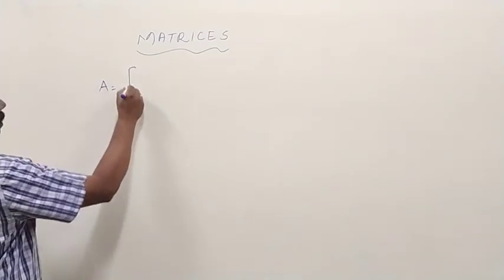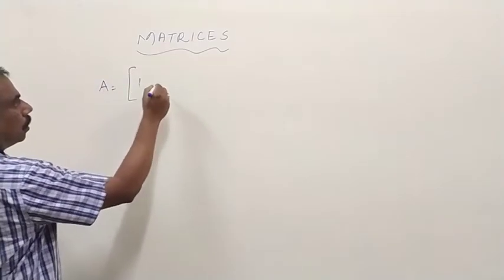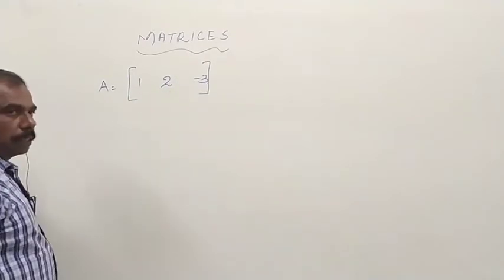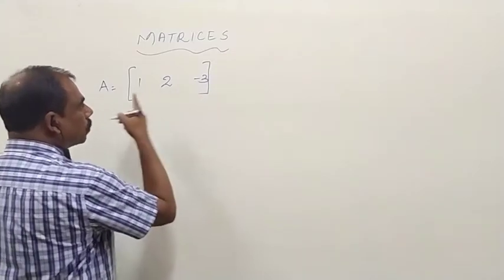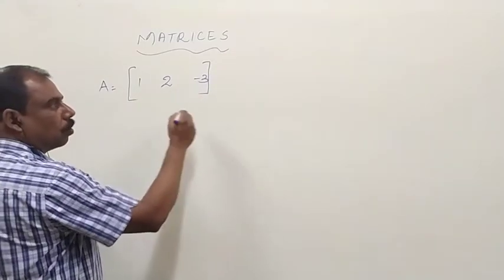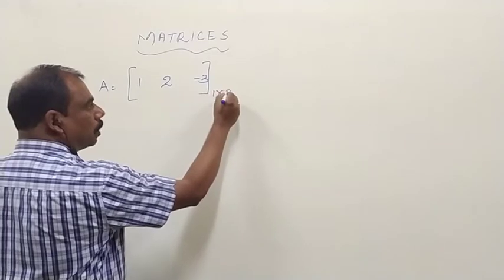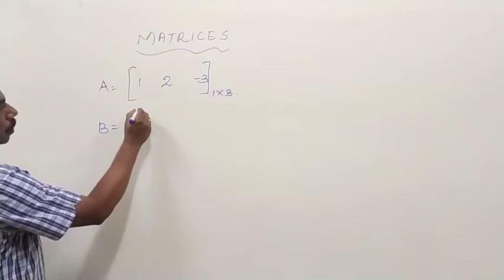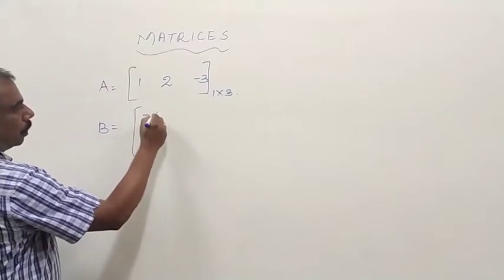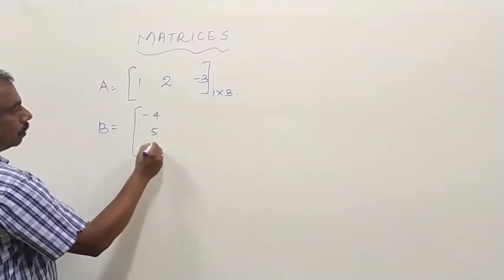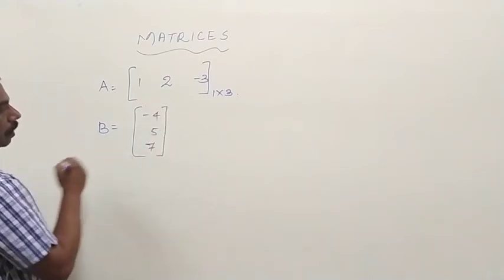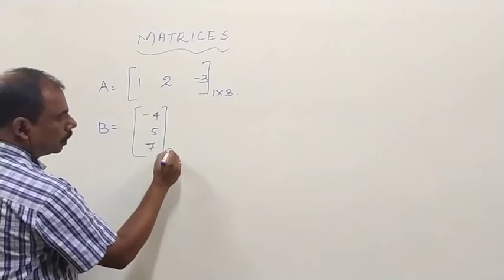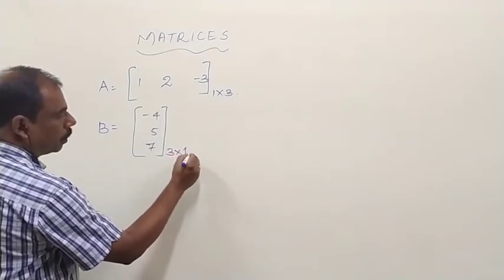We consider a matrix A = [1, 2, -3]. It has 1 row and 3 columns, so the order is 1 by 3. We consider another example, say B equal to [-4, 5, 7]. It has 3 rows and 1 column, so we say that its order is 3 by 1.